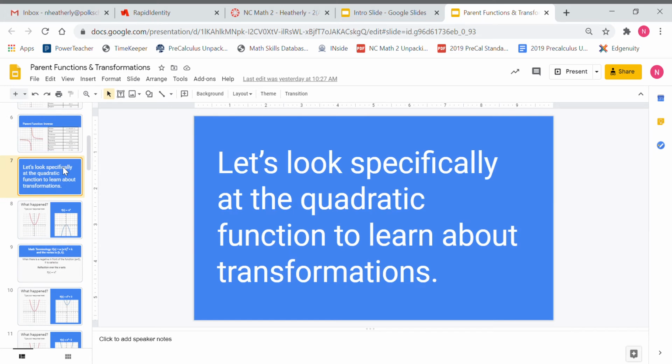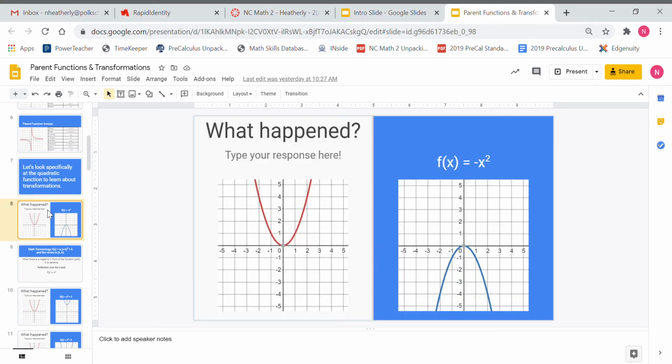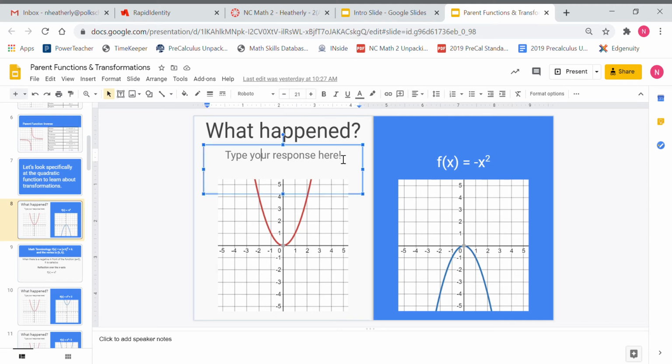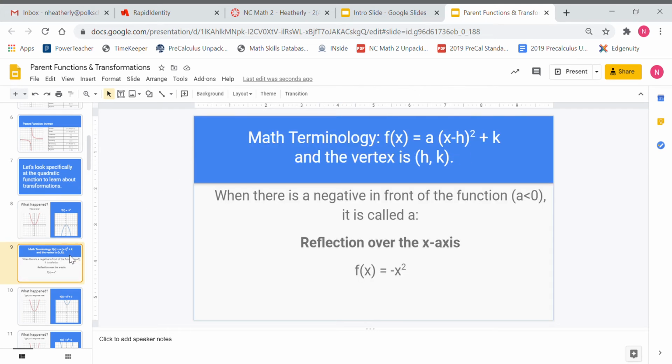So if we're just looking at the quadratic function to learn about transformations, we're going to start with your parent function over here in red and then a transformed function over here in blue. And so remember your base function is x squared, so here we see that there's a negative in front. Well, what happened in this one? Well, we're going to type our response here. We see that it flipped over. So it went from being a u to being an n. And so mathematically what happens when there's a negative in front of the function or when a is less than 0, it's called a reflection over the x-axis.